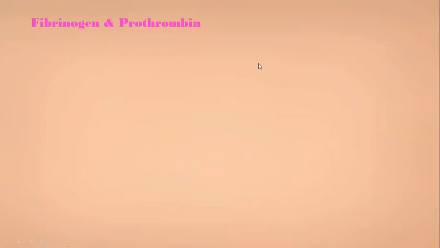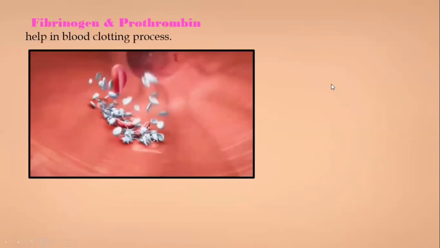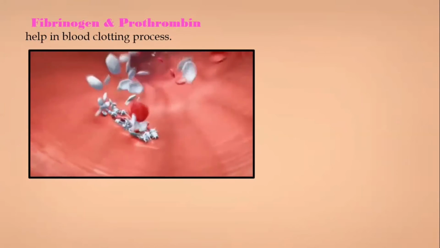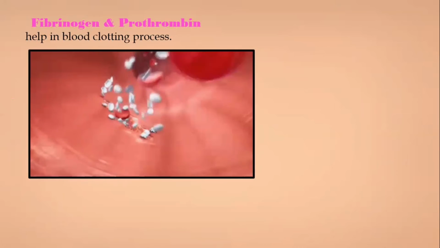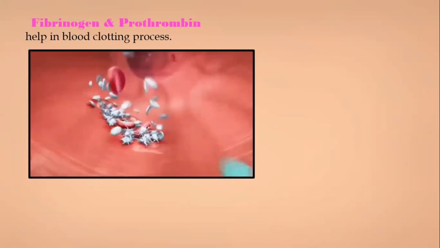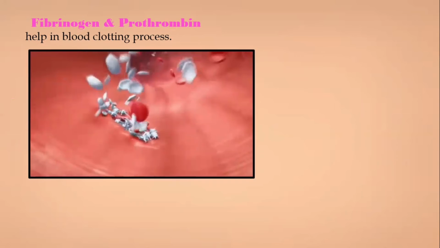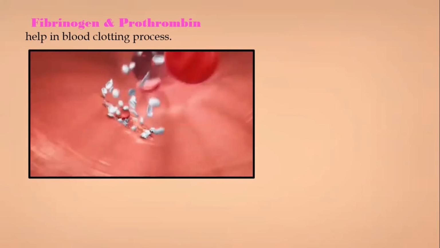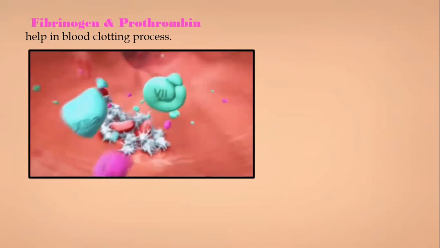Fibrinogen and prothrombin. What does this do? It helps in the blood clotting process. Blood clotting means when we get hurt or get an injury, if we just hold a cloth or put cotton on it, after a while the blood stops. Why does it stop? Because of the fibrinogen and prothrombin present in our blood. If the blood doesn't stop, that means the platelet count is low and fibrinogen and prothrombin levels are low in your blood.